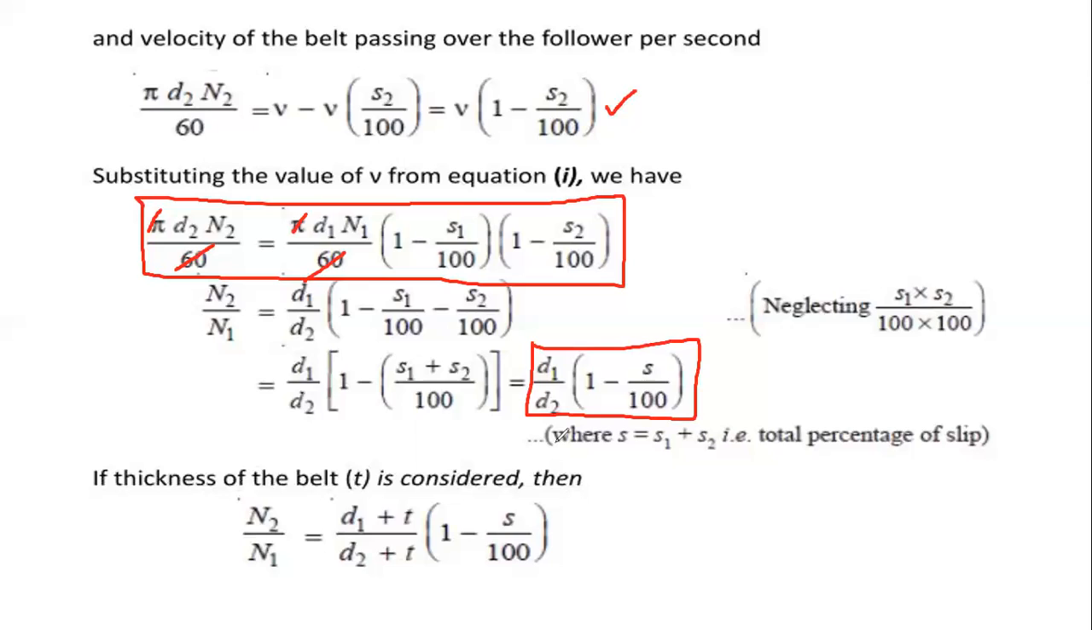Then when the thickness of the belt is considered, it is taken as n2/n1 = (d1 + t)/(d2 + t) × (1 − s/100). So this is the value when the thickness is considered.